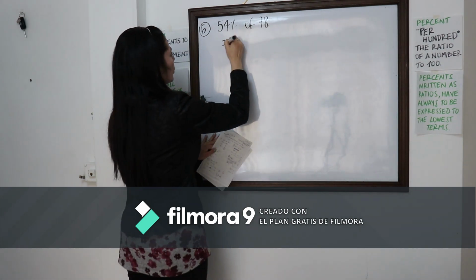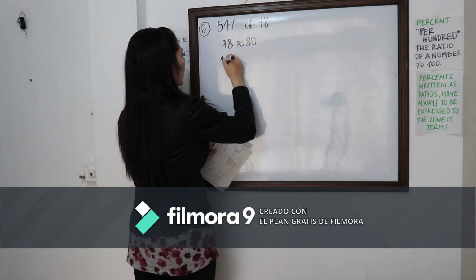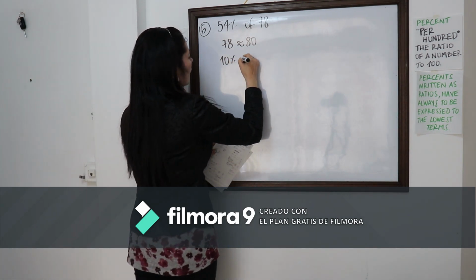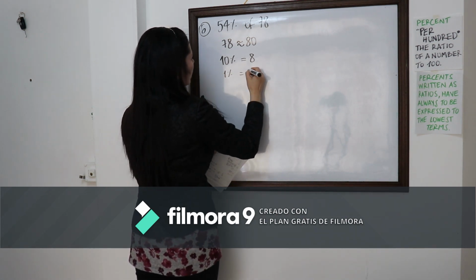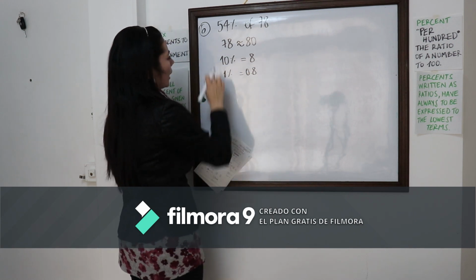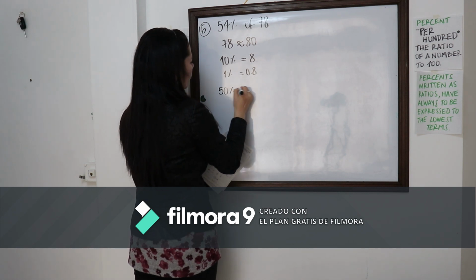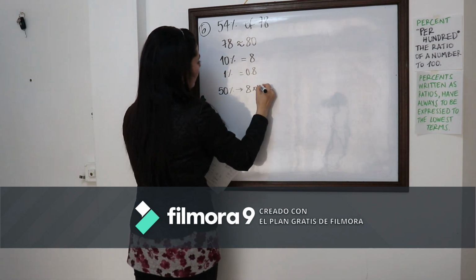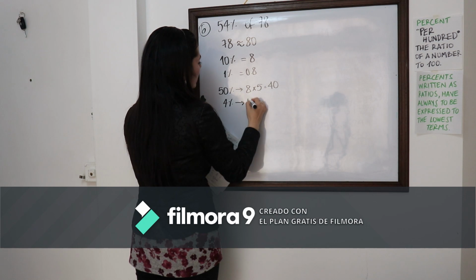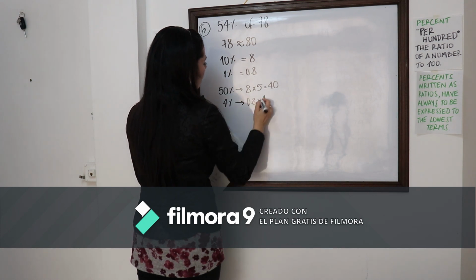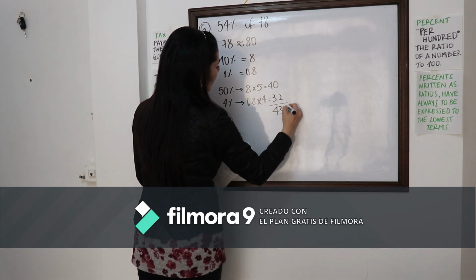What I would do is to round 78 to 80, and then I would know 10% actually corresponds to 8, and 1% actually corresponds to 0.8, right? And since I need 50%, I know that corresponds to 8 times 5. That is 40. And then I need 4%, which would be 0.8 times 4, which would be 3.2, and that makes it 43.2.